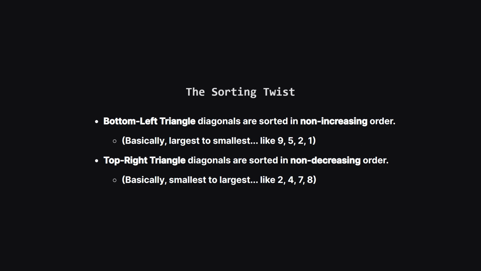Here's the key rule. For any diagonal in that bottom left region, we have to sort its numbers from biggest to smallest. But for any diagonal in the top right region, we do the opposite. We sort from smallest to biggest. So we can't just apply one sorting method. We have to know which region we're in.